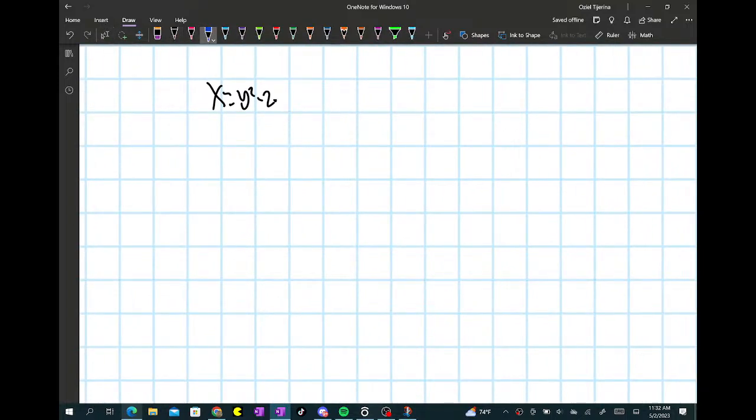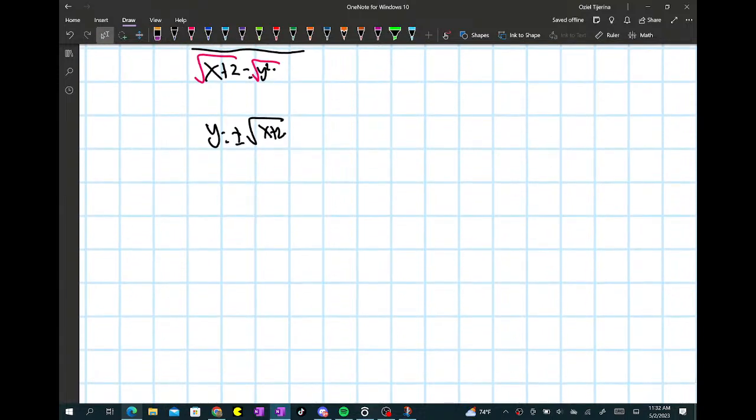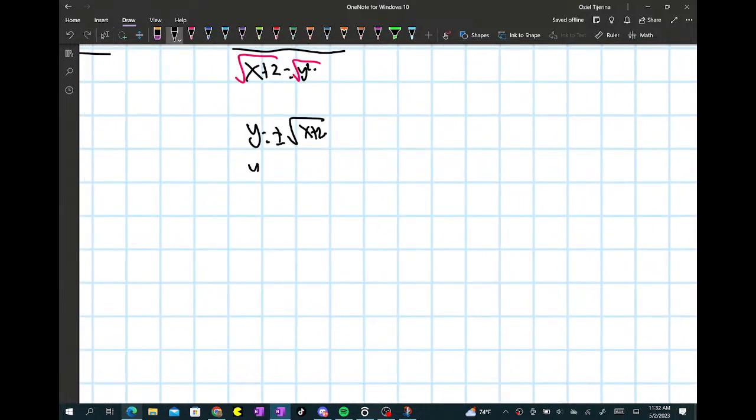Well, I'm going to try to solve for y. I'm going to add 2 to both sides, and I'm going to say x plus 2 is equal to y squared. And we're going to take the square root of both sides. But when we take the square root, we have to do plus or minus. So y equals plus or minus the square root of x plus 2. But this represents y equals the square root of x plus 2, or y equals the negative square root of x plus 2.